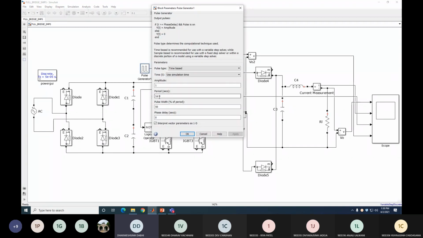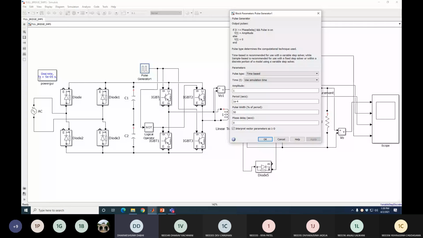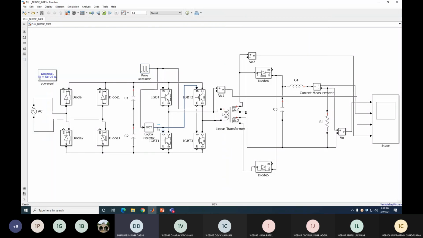Same logic, the period is 1e-4, 1 upon 10,000, meaning 1e-4 is the time period of 1 cycle. With 50% duration, it means first IGBT 1 and 3 are on with zero delay. Then in the next half, you can see that IGBT 2 and this IGBT are on. It is applied through this NOT logical operator. You can see that the output of NOT is applied to IGBT 2 and this IGBT.